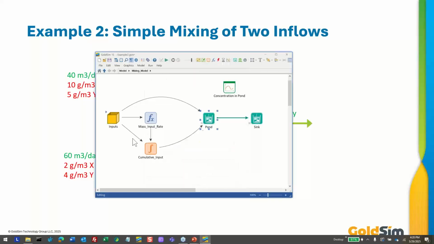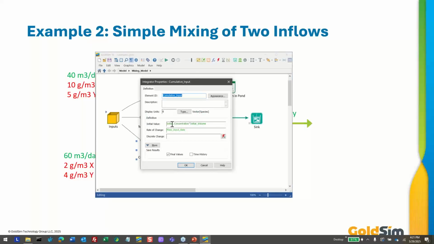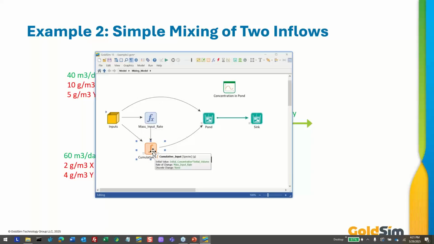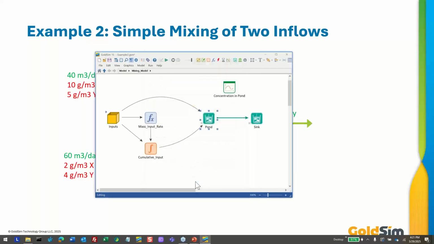And the way you do that is you actually use an integrator. You say, I'm going to integrate my initial mass. That's my initial concentration times initial volume. Then I have that mass input rate, which was the same mass input rate we calculated before. It was that equation, and that represents the cumulative amount of mass that you've put into the cell. And then the pond pathway just has an option, say, what's my cumulative input? And there it is. So that's the method, if you've never done this before, of how you specify both an initial concentration and an input rate, a boundary condition into the pond.